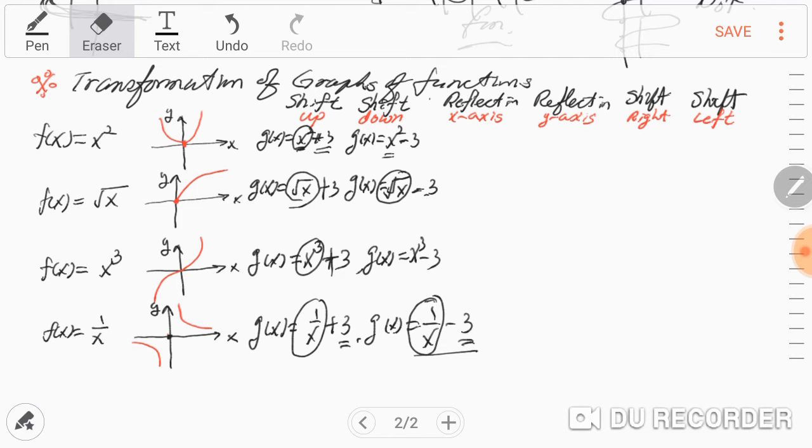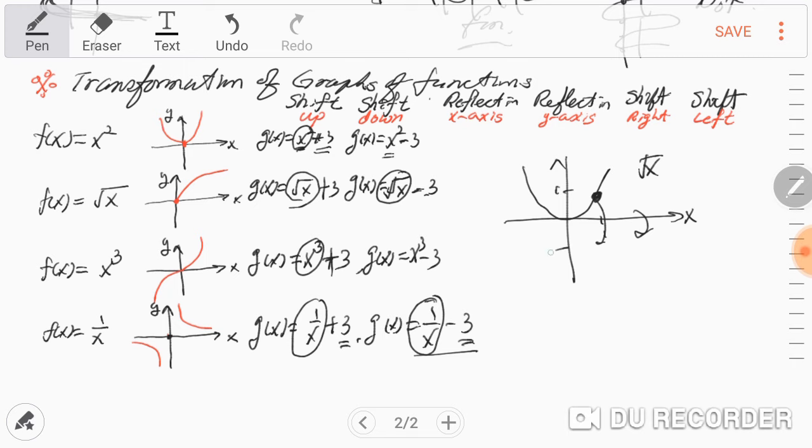Okay, now reflection. Okay, about the reflection. When we reflect a graph of a function across the x-axis, okay, let's check this one. Here it is. This is the graph of square root of x. If you reflect this graph across the x-axis, then when x equals 1, y is 1. If you reflect it, then the y value becomes negative 1. And negative 2 becomes positive 2, the y value becomes negative 2. So when you reflect across the x-axis, it looks like this.